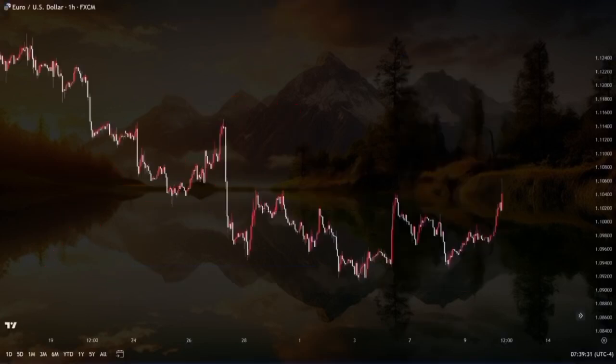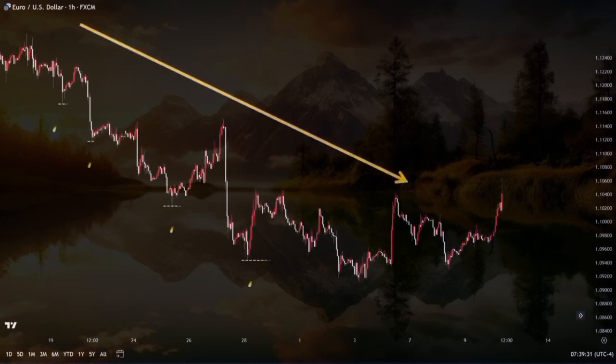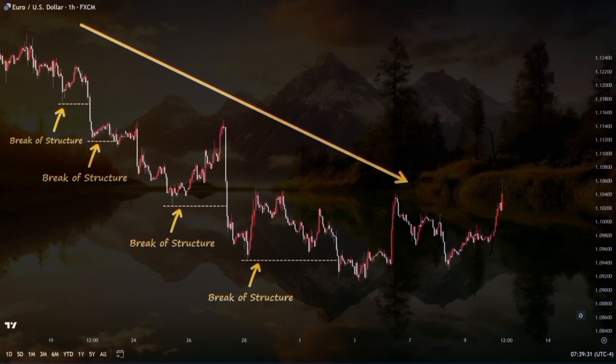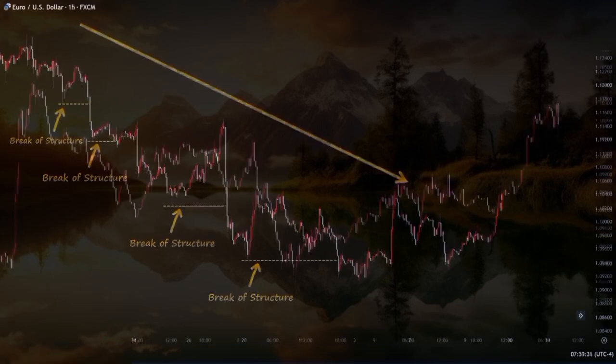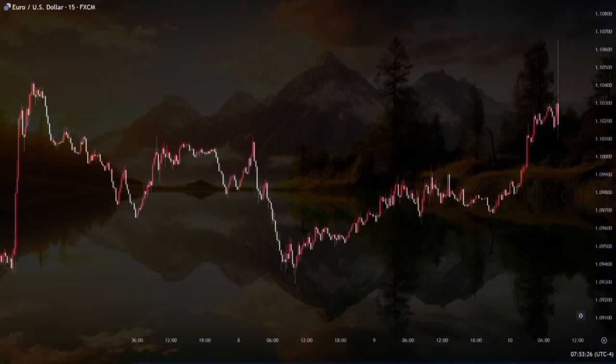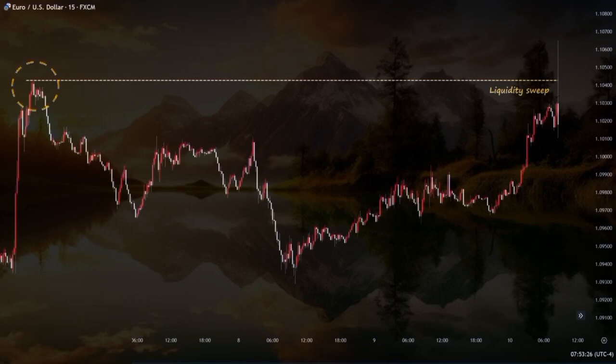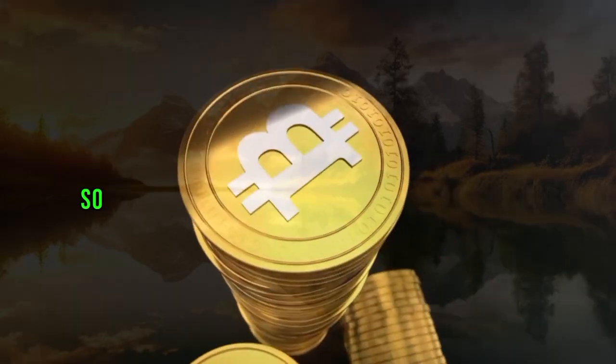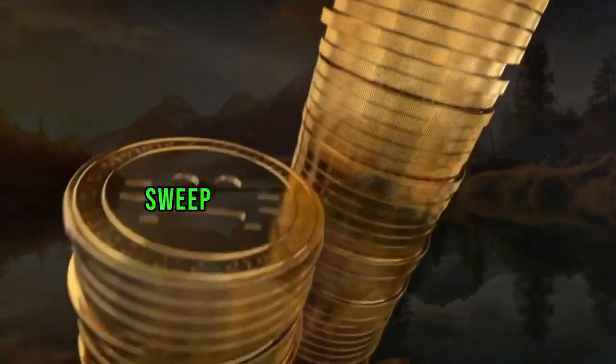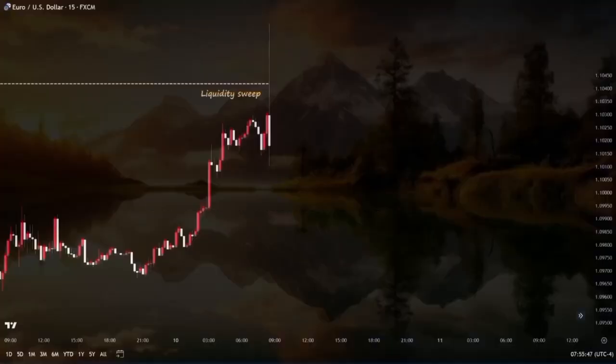Here we have the Euro dollar 1 hour time frame on the screen. As you can see, price is in a strong downtrend and also has created several breaks of structure to the downside. If we zoom into the 15 minutes time frame, we can see that price sharply cleared the liquidity above this high with a long wick. Following this, the price immediately reversed and closed below the high's range and created a valid bearish liquidity sweep pattern. So we have identified a valid liquidity sweep pattern in the 15 minutes time frame.